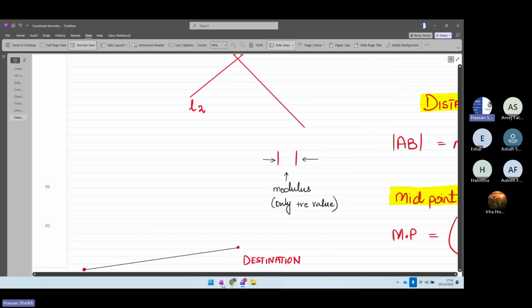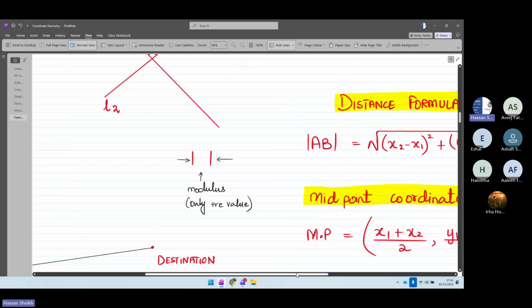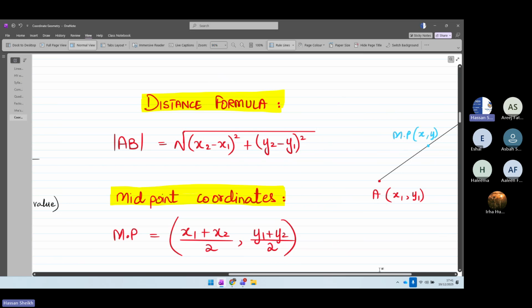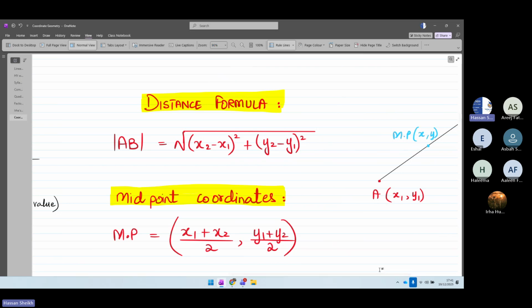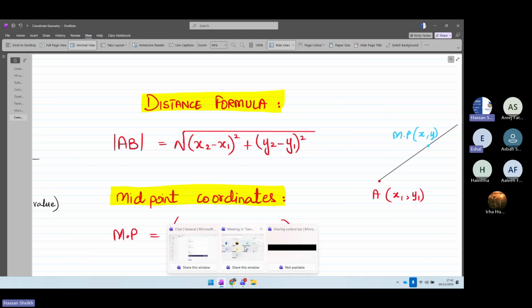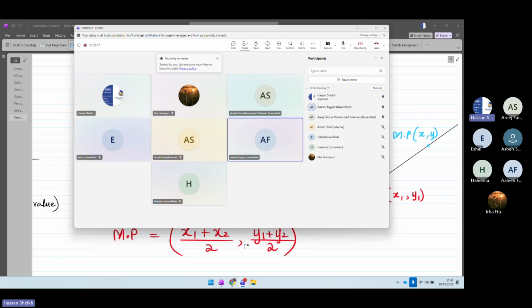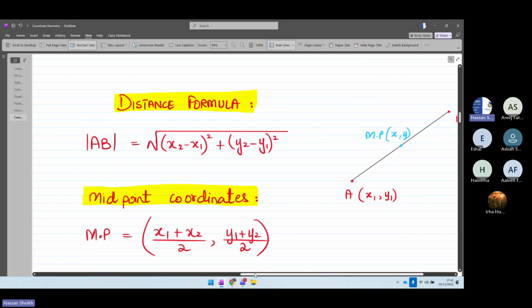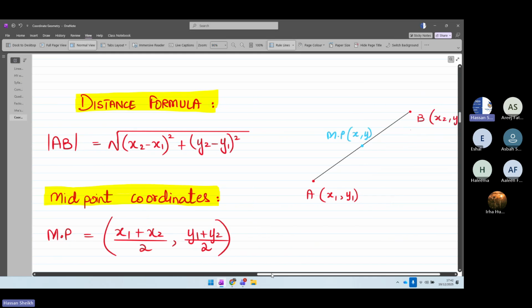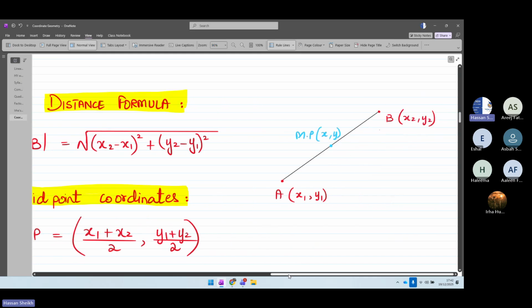Okay, now students focus on here. The last two formulas for the coordinate geometry, the distance formula. So when we locate any location on the Google map, do you agree with me that it comes up with the distance as well and time to reach that location? So that is how it works. So that GPS application uses the distance formula. Now you need to understand this distance formula.